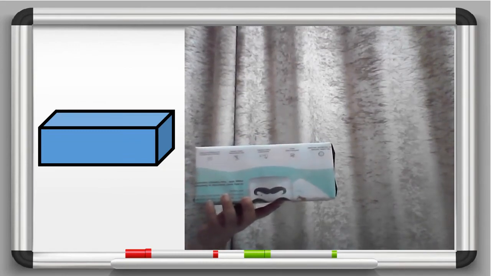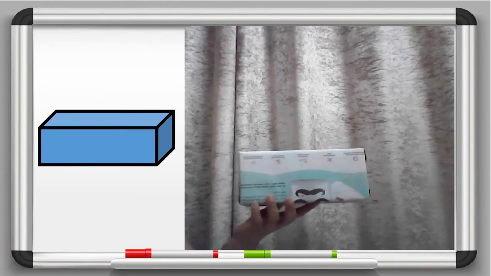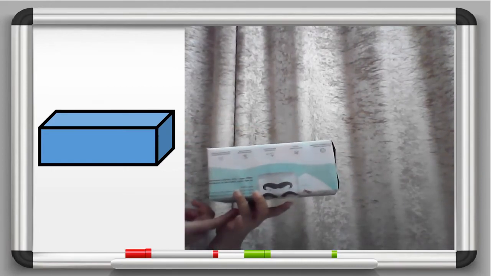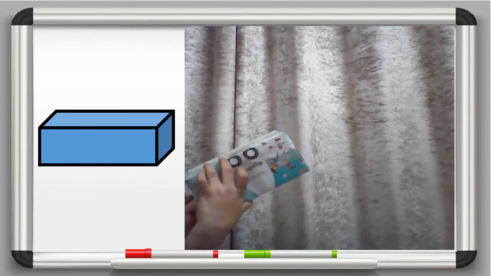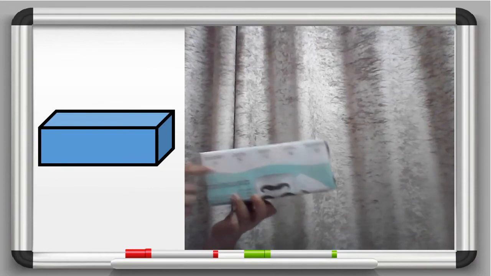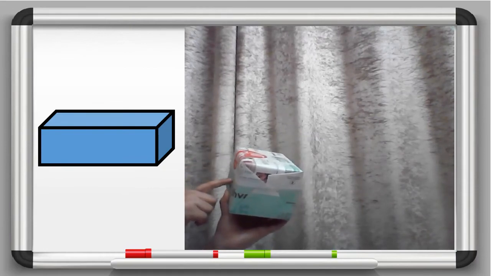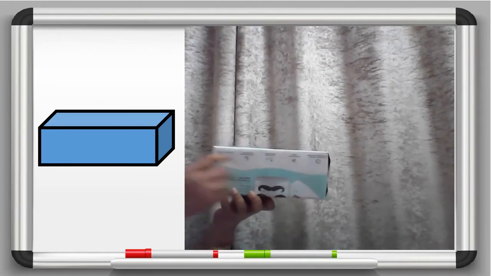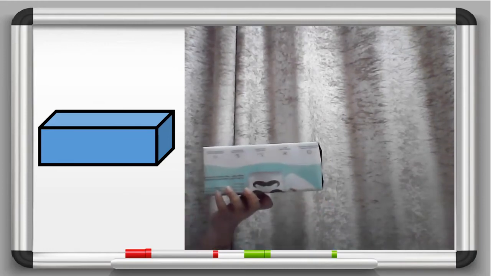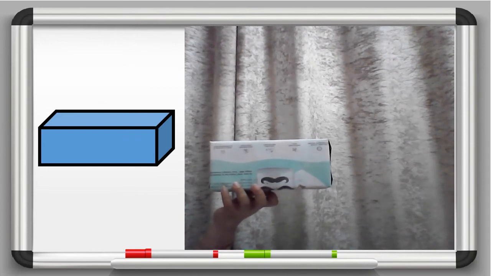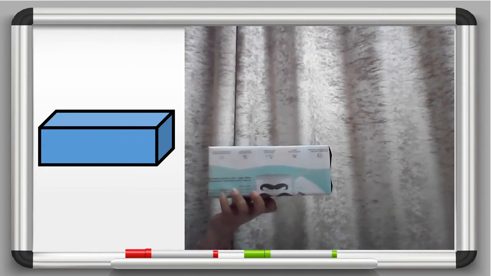Okay, now we will count number of faces. So here first face is the top and second face is the bottom. Okay, now front third face, back fourth face, left fifth face and right sixth face. So how many faces a cuboid shape object? That is 6 faces. Okay.